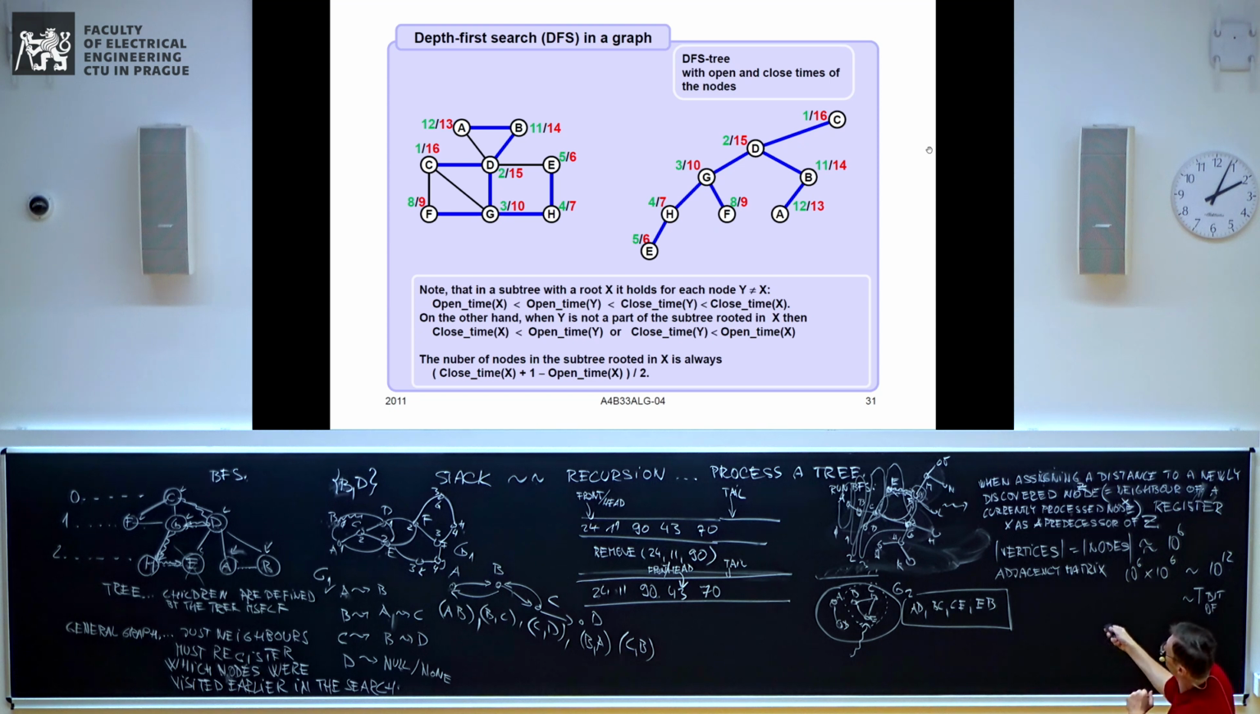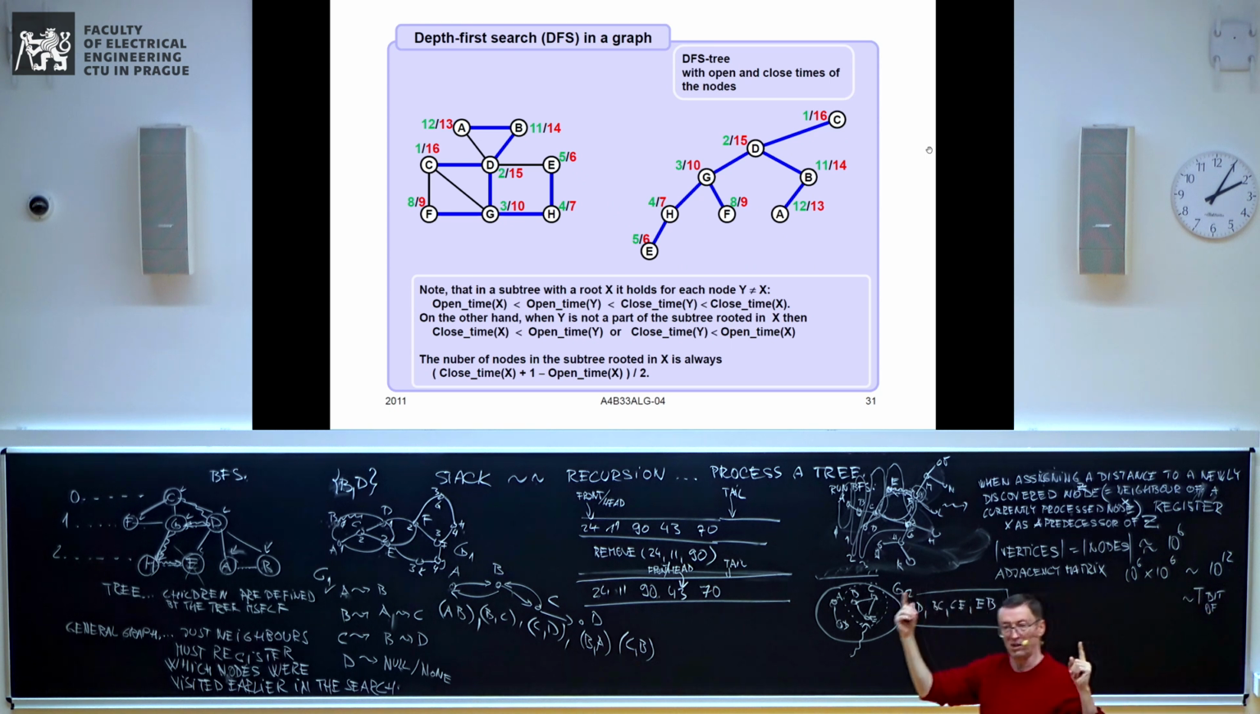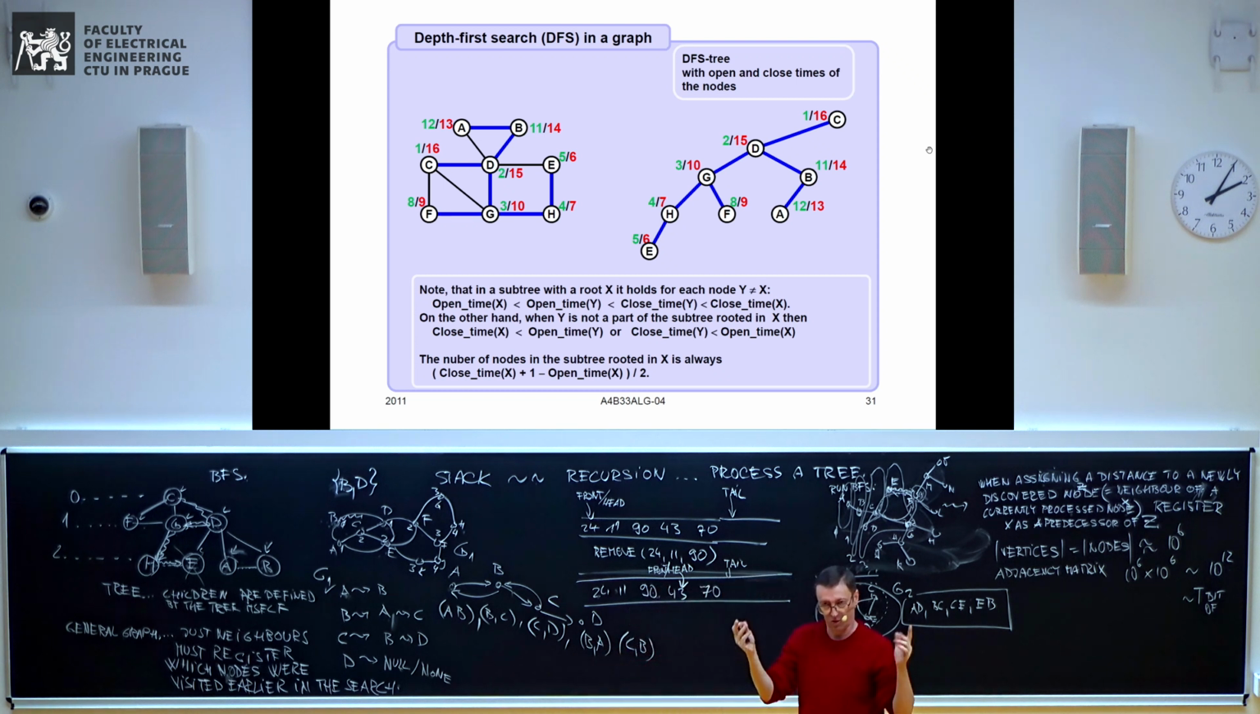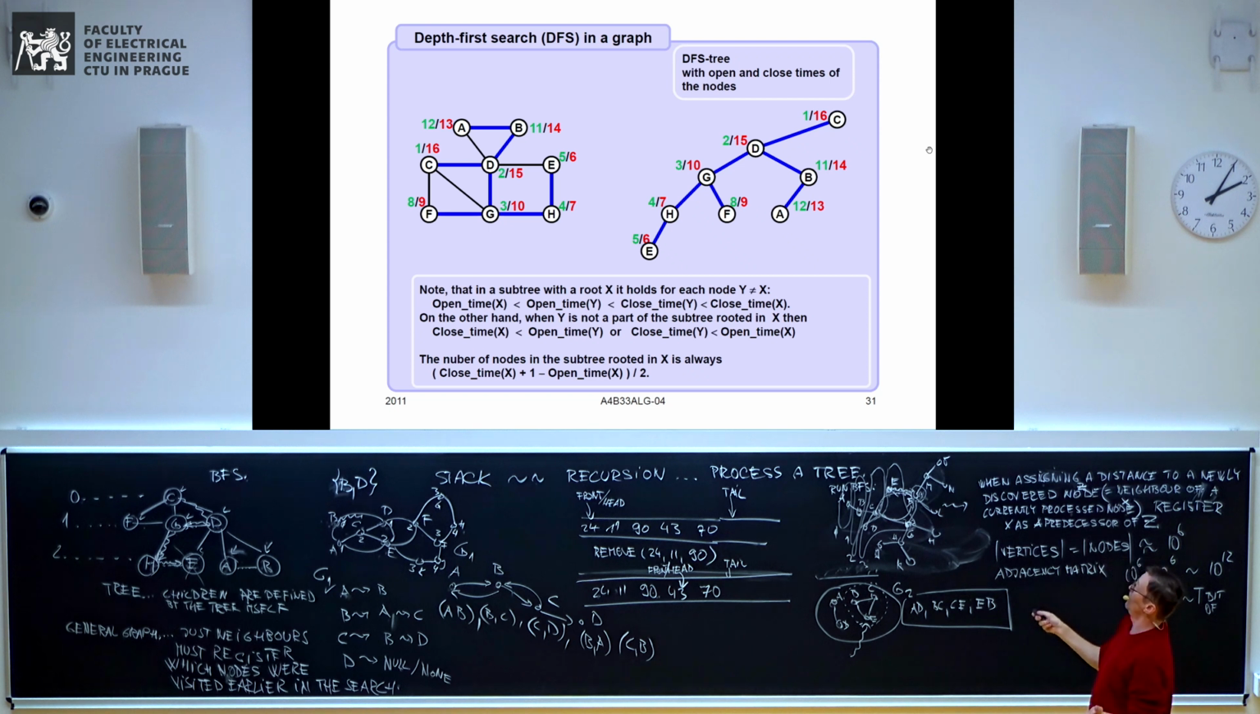So therefore, everything that was processed and is below D was processed between time 2 and 15. So 15 minus 2 is 13. Then of course there is minus 1, that is 12. So there are 12 values between 2 and 15, and each of those values is either open or close time for some node. So you take 12 divided by 2, because each node is opened and closed, so there are 2 values at each node. So 12 divided by 2 is 6. Therefore, there should be a total of 6 nodes in all subtrees of D. 1, 2, 3, 4, 5, 6.